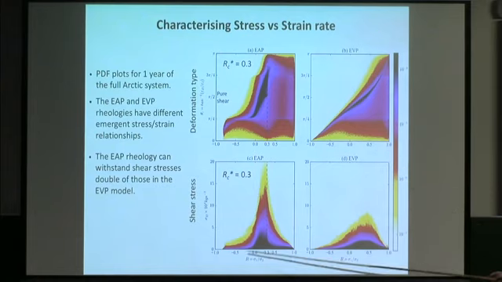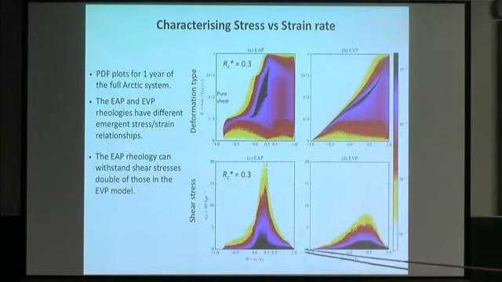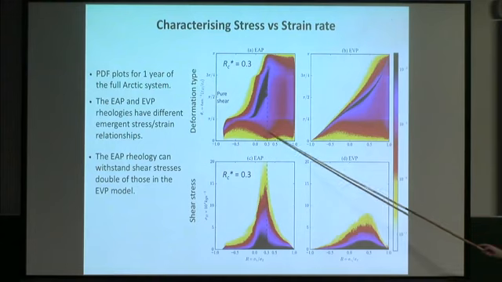And if we look at the magnitude of the shear stresses down here, we find shear stresses which are twice as great in the anisotropic rheology compared to the older isotropic rheology. And again, I'll point out this fact. We tend to find a concentration of stress patterns around the critical confinement ratio.